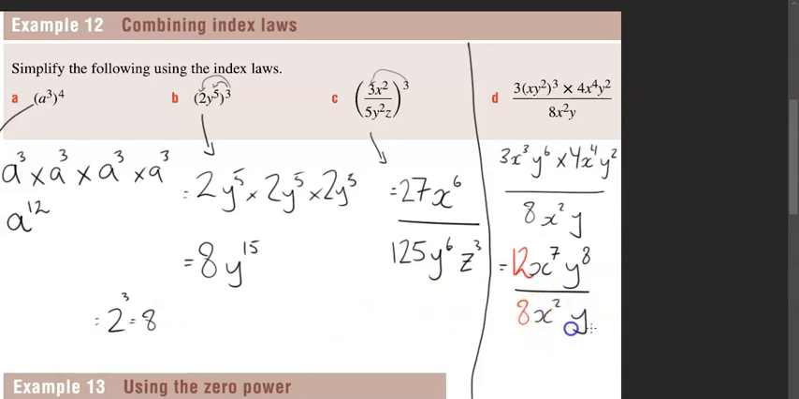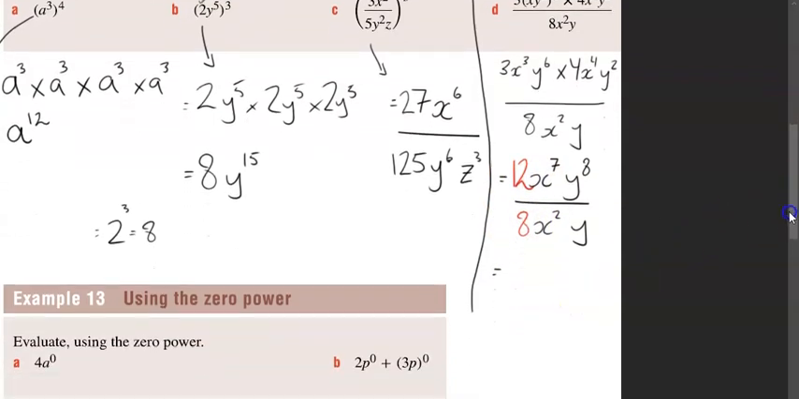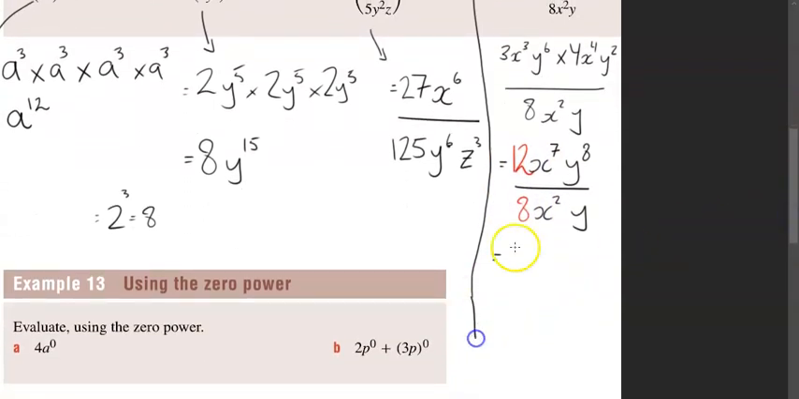x2 and y. Now the last part, let's ignore the number for now. We've got x7 divided by x2, so 7 take away 2, we've got the x5. y8 divided by y1, so that's just going to be y7, as 8 minus 1 is 7. And 12 over 8 can be simplified. 4 is the highest common factor that goes into both 12 and 8. So 4 goes into 12 3 times, and 4 goes into 8 2 times. And there's your final answer.